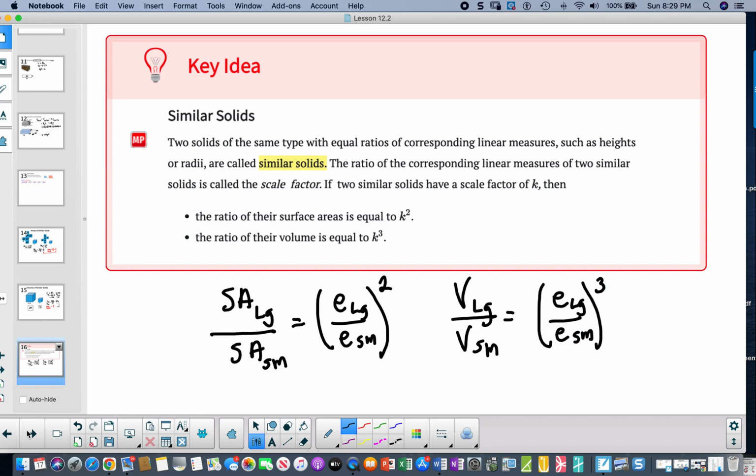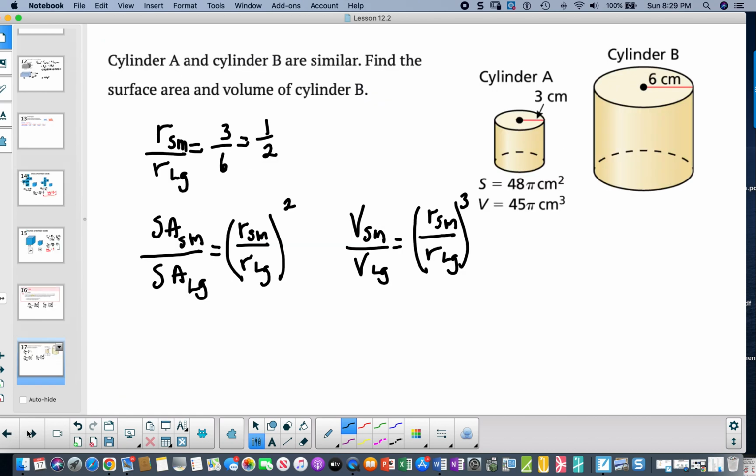Let's take a look at this problem. We have these two cylinders that are similar. So the ratio of the small radius to the large radius is 1:2. If I want to compare the two surface areas, I know I will take the scale factor and I'll square it. The question is asking for the surface area of the large.